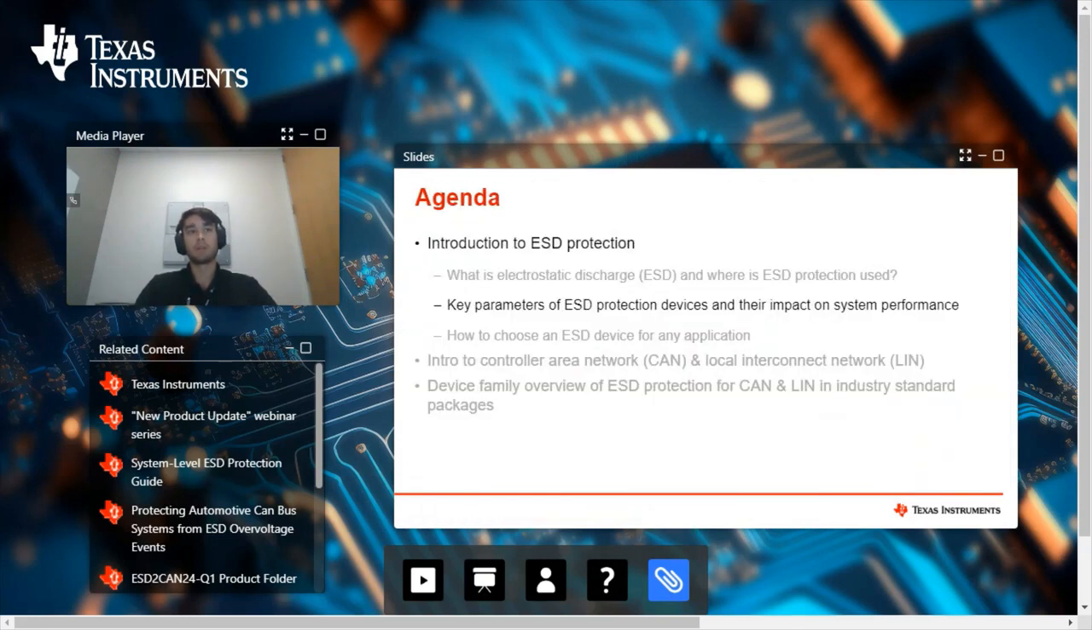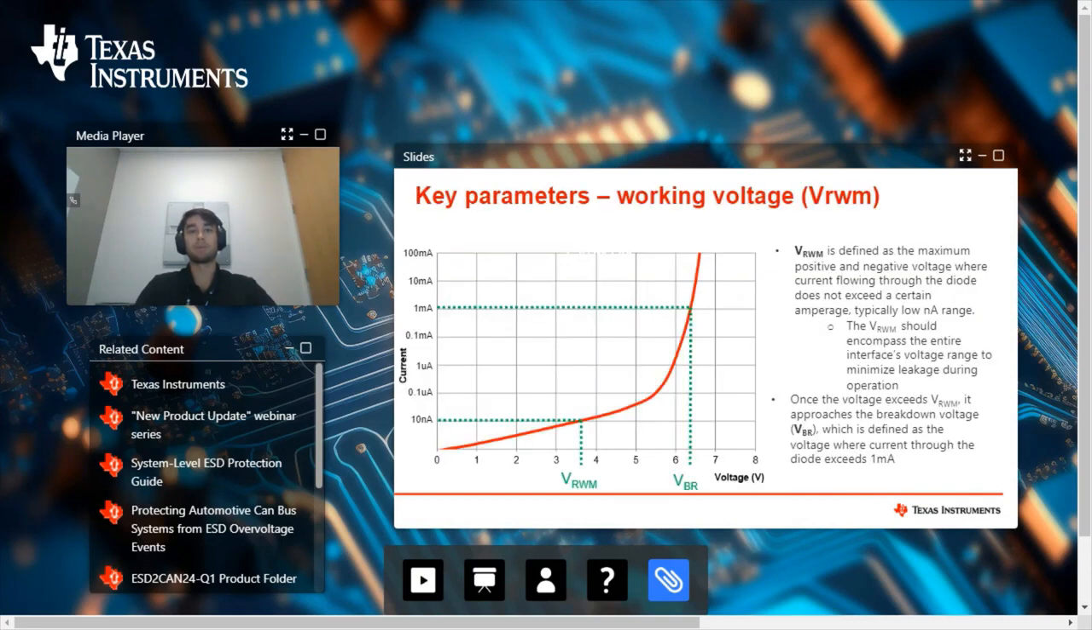So let's go over the key parameters of ESD protection devices and their impact on system performance. The first key parameter I want to talk about is working voltage. Working voltage, or VRWM, is defined as the maximum positive and negative voltage where current flowing through the diode does not exceed a certain amperage, typically in the low nanoamp range.